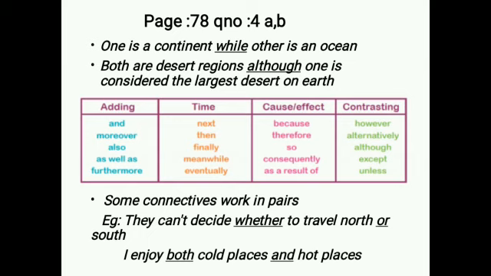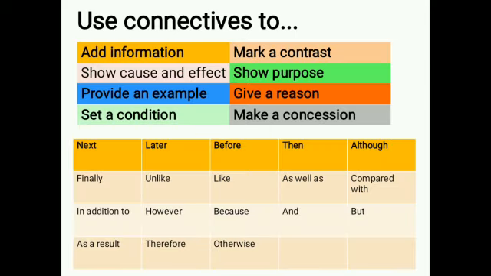Some connectives work in pairs too. Example on page 79, question number 2a. They can't decide whether to travel north or south. Remember, we use connectives for many other reasons. For instance, to add information, mark a contrast, show cause and effect, to provide an example, etc. Some of the connectives are given below.